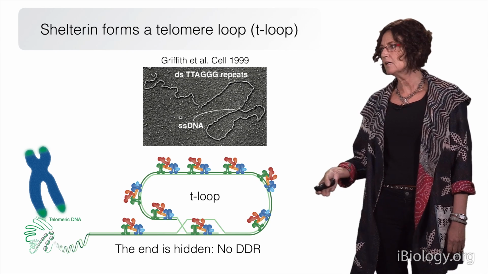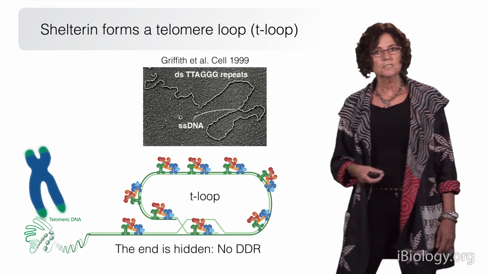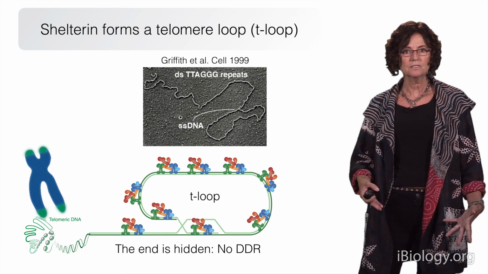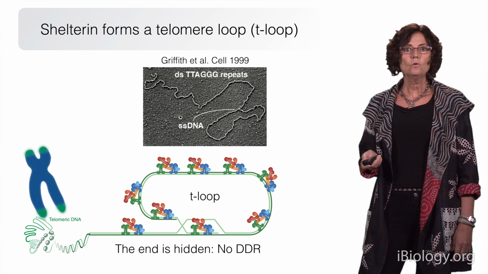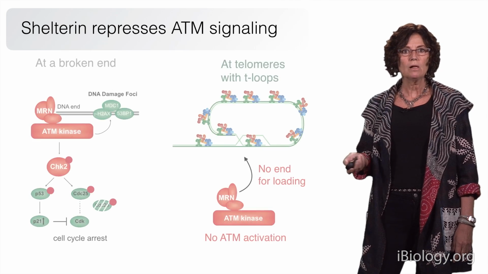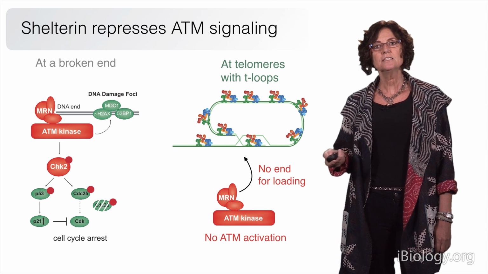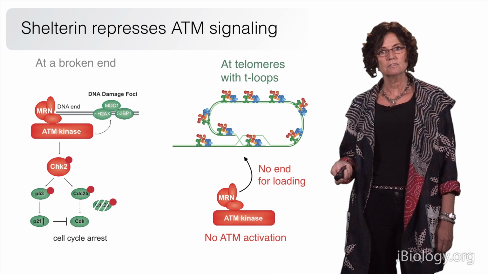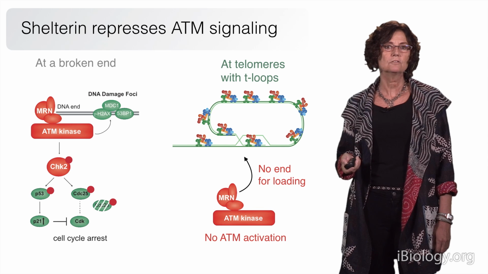The single-stranded overhang strand invades into the double-stranded part of the telomere, and it's Shelterin that does this job. And in doing so, it basically hides the chromosome end from any activity that could potentially load on the chromosome end. So, because of this, the end is hidden from the DNA damage response. That is, while at a broken end, MRN can bind and activate the ATM signaling cascade. At the telomeres, MRN cannot find a binding site, and therefore the ATM kinase doesn't become activated. So this is how Shelterin deals with the ATM threat at chromosome ends.